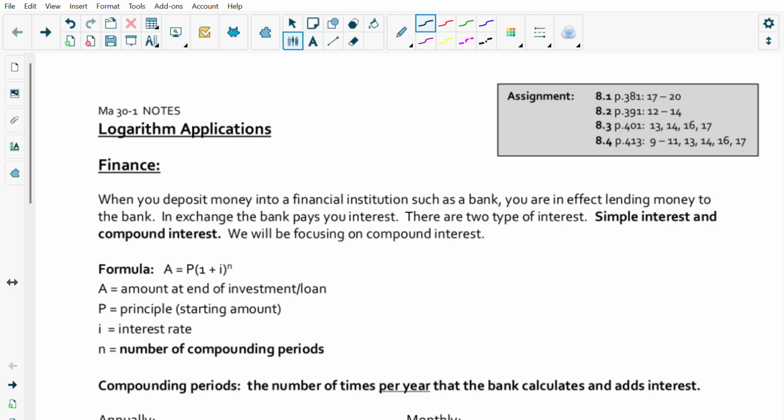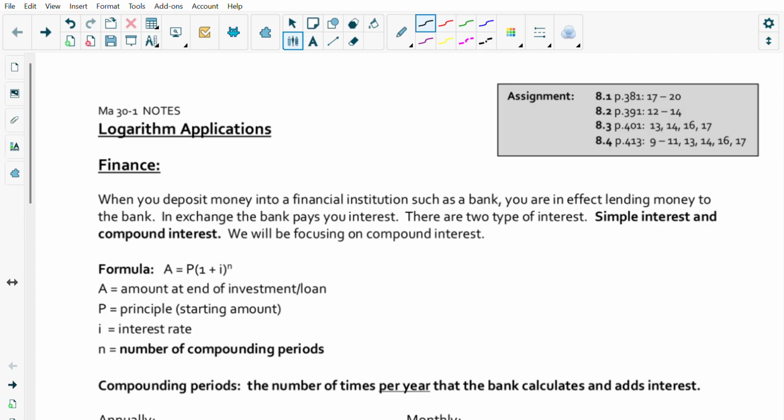When you deposit money into a financial institution such as a bank, you are in effect lending them money. You are giving them money when you deposit it. In exchange, the bank pays you interest, because guess what the bank does with the money that you deposit in the bank? They don't just let it sit there. They actually take it and invest it in a whole lot of things to earn interest themselves, and then they agree to pay you back your interest based on the interest they earn. That's how they do it.